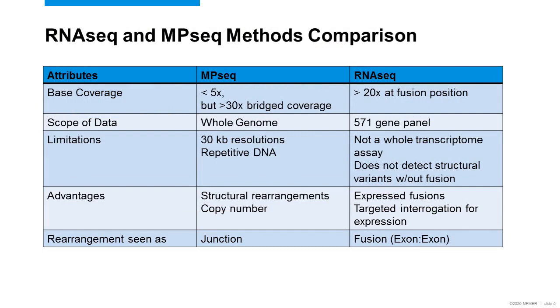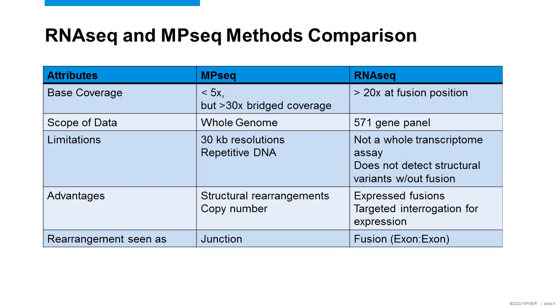I just wanted to give a brief comparison of these methods. Mate-pair sequencing has a base pair coverage that is very low, under 5x, but if you include the inferred sequence, the remainder of the circle, bioinformatically, we can add that into a calculation of bridge coverage, and that is generally over 30x. RNA-seq has a coverage of at least 20x at a fusion position. Mate-pair sequencing is a whole genome assay, whereas RNA-seq is clinically validated to analyze 571 genes.